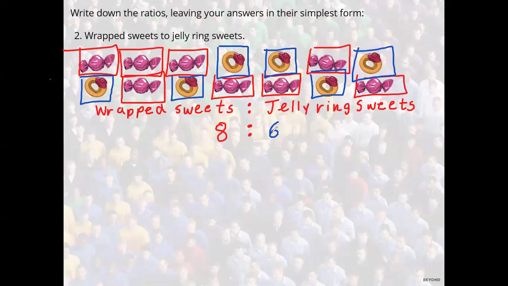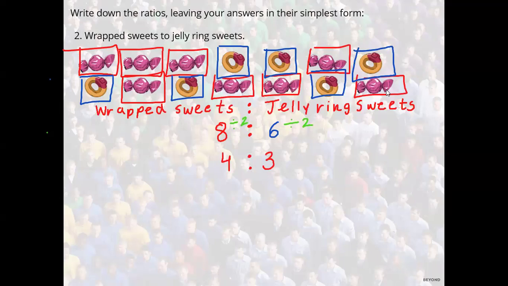Very good. And so what we need to do here is simplify. Divide by 2. Could we use anything other than 2, or is 2 the only option? We could only use 2. Very good. So 8 divided by 2 and 6 divided by 2. We divide both sides by 2. 8 divided by 2 is 4, and 6 divided by 2 is 3. So the ratio of wrap sweets to jelly ring sweets is 4 to 3.